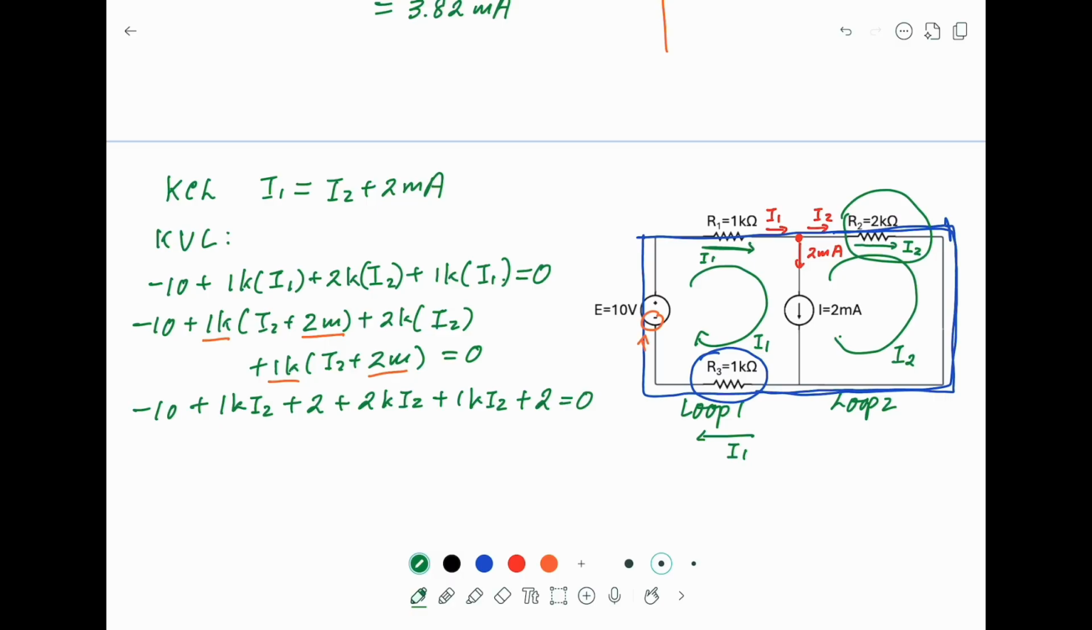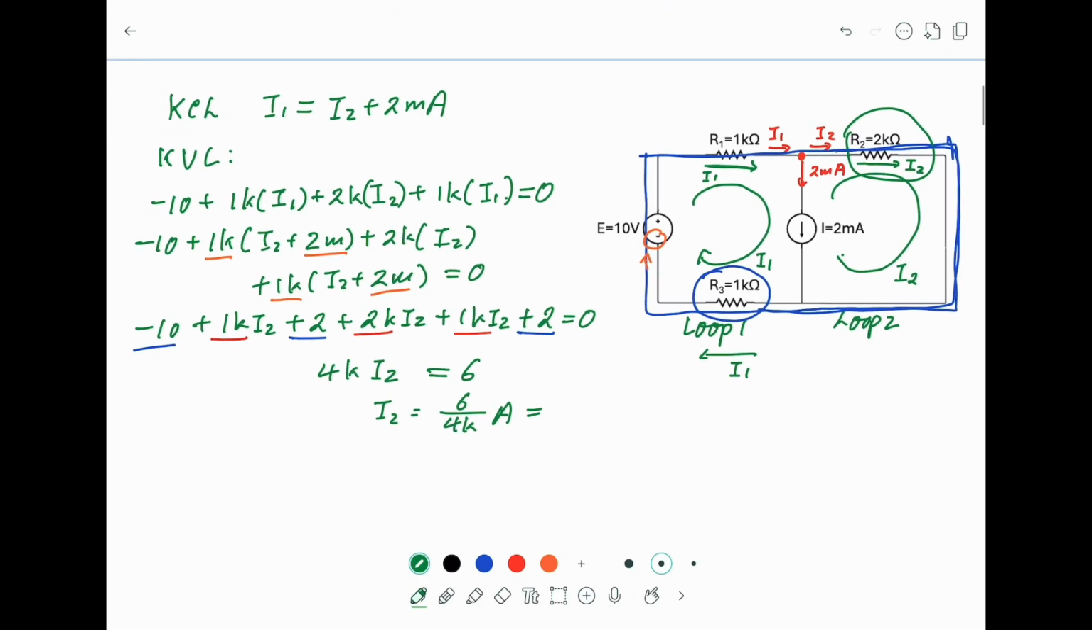And look at the coefficients: positive 2, negative 10, so positive 1, positive 2, positive 1. So we have 4K I2 equal to 6, and I2 equals 6 over 4K ampere. So this is equal to 1.5 milliamp.